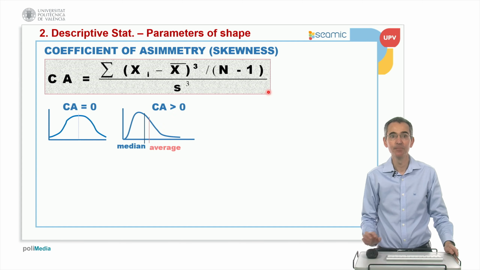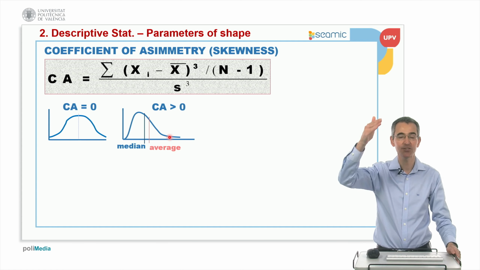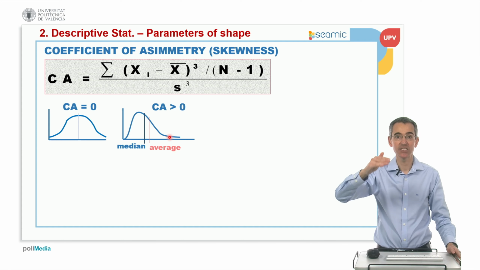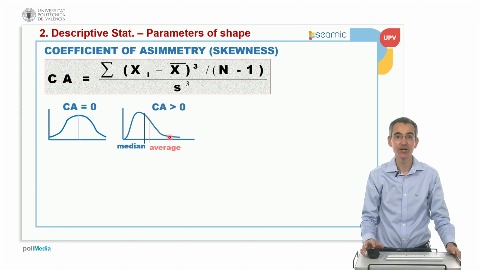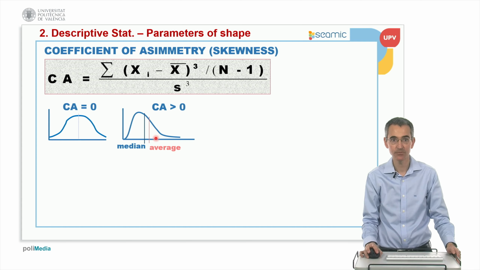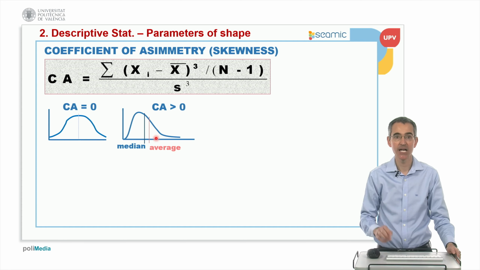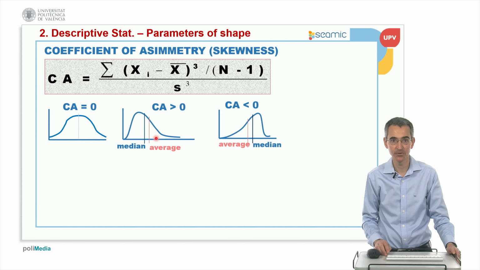But if we have a distribution like this, and we apply this formula to those data, we get a positive coefficient of symmetry, and for that reason we call this a positively skewed distribution. In those cases, remember that the average is higher than the median and higher than the mode.